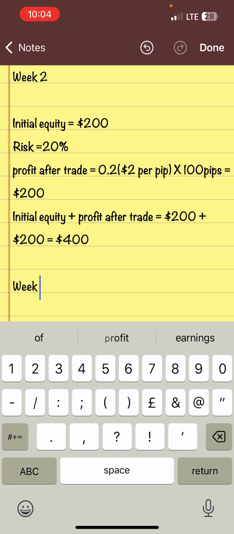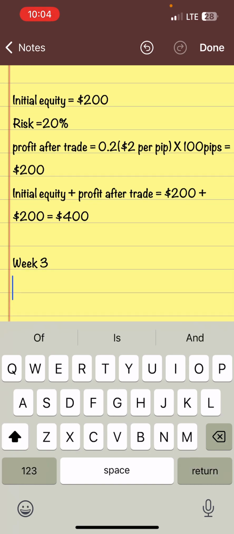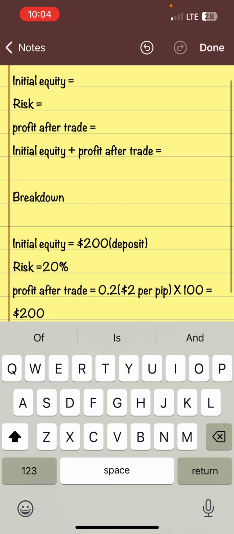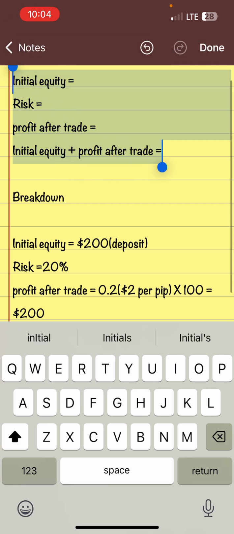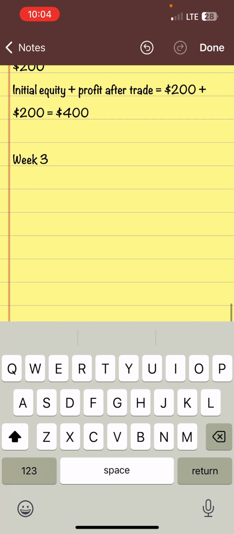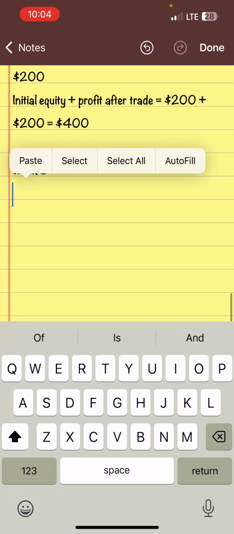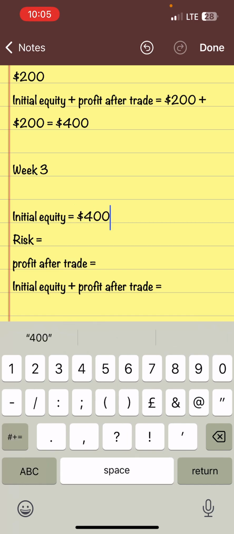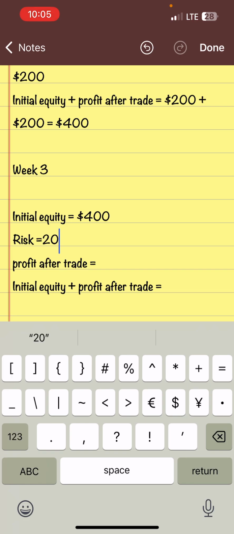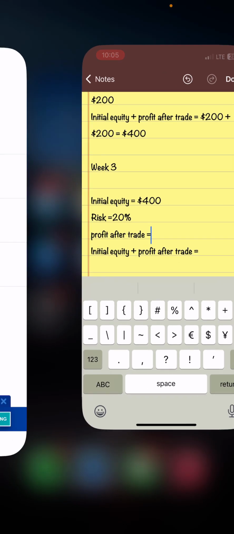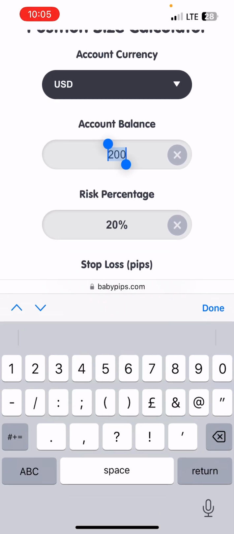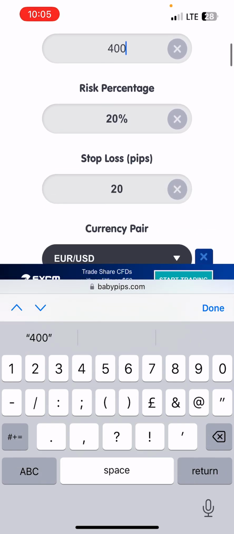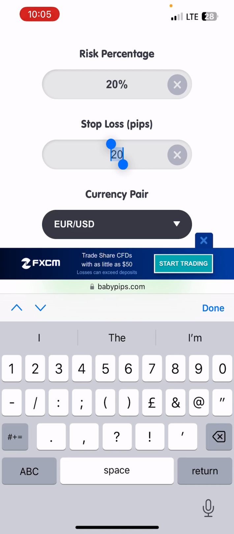Week 3, if you don't really understand this video, you can just rewind and you'll understand it. Now, week 3, your initial balance is $400. Your risk is 20%, right? Now, let's move back to Babypips. Our balance is 400. You are risking 20%, right? So our stop loss is 20 pips.